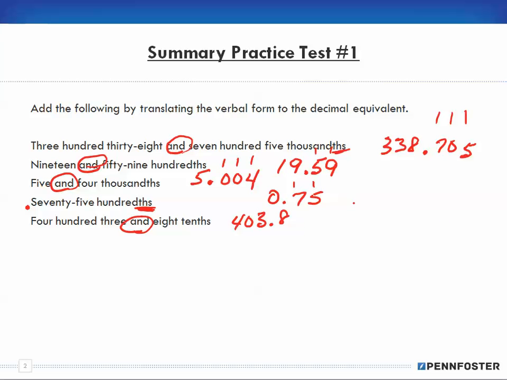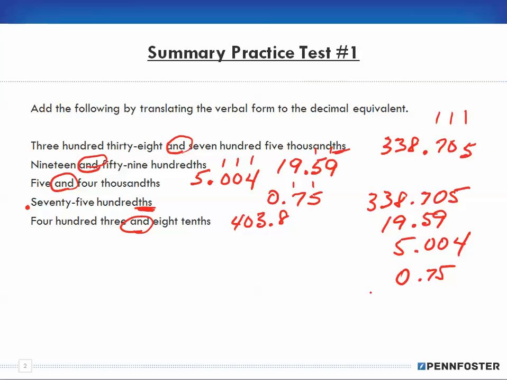Since we've converted them from verbal to decimal equivalents, now we have to add them all up. So let me rewrite them all here. I have 338.705. Remember, you have to keep the decimal places underneath each other. Position is important. 19.59, 5.004, 0.75, and 403.8. So now we add those all up.